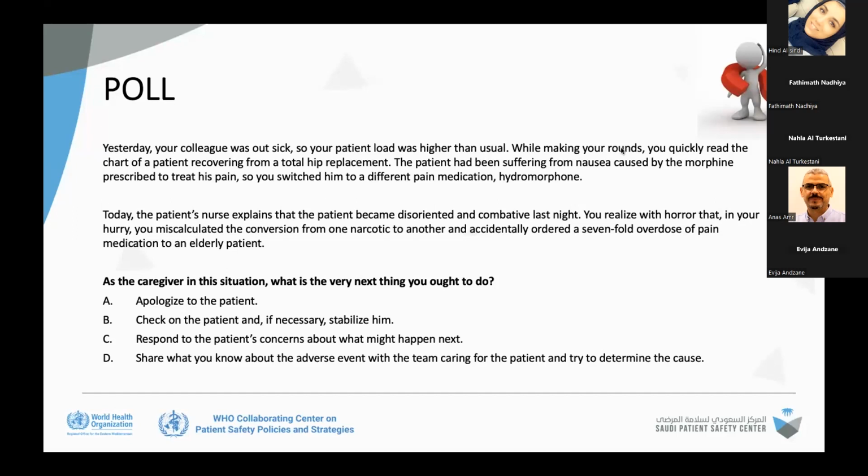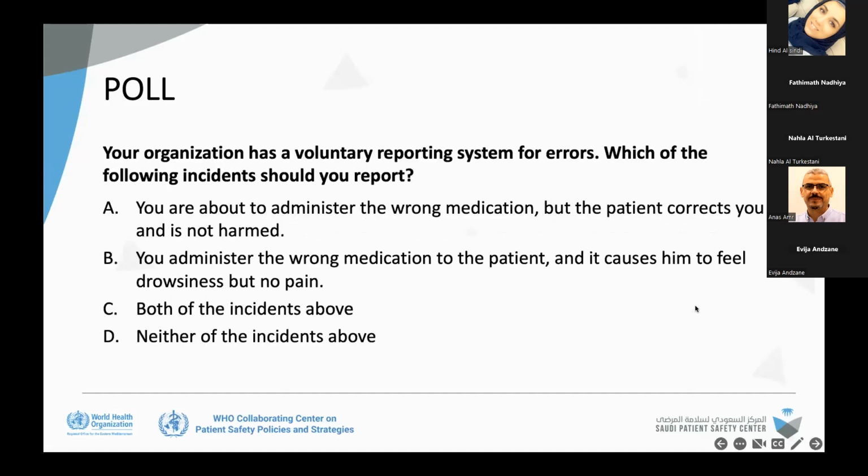Okay, let's share the answers. Most of you answered check on the patient and, if necessary, stabilize him, which is the correct answer, because as we said at the beginning, the first step after an adverse event is to check if the patient is okay or not, and then stabilize him or ask for help. Another poll in the same sequence.